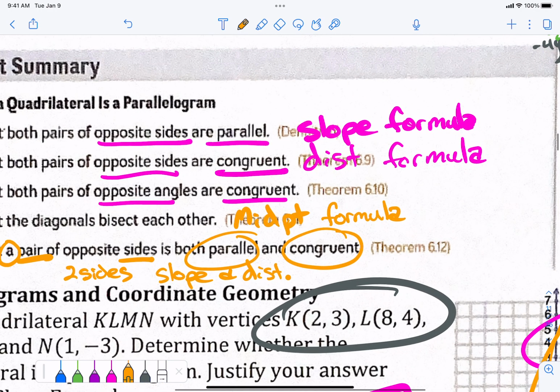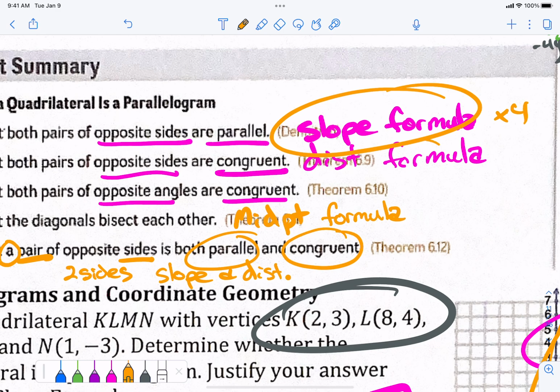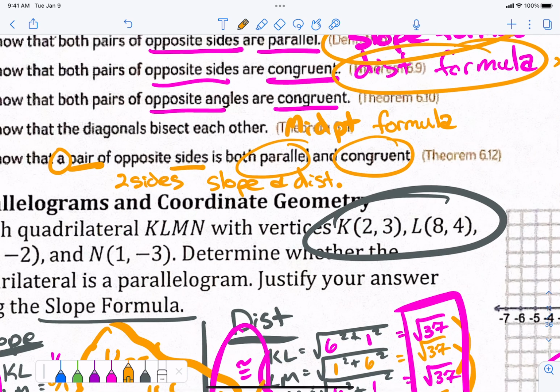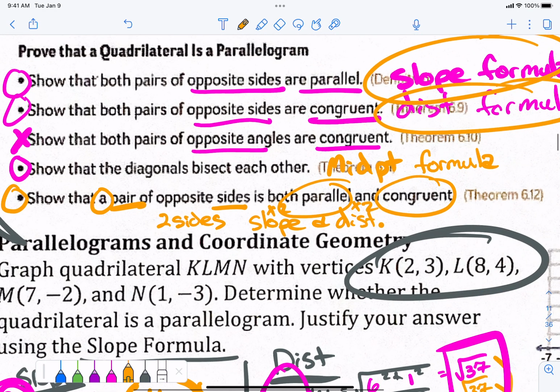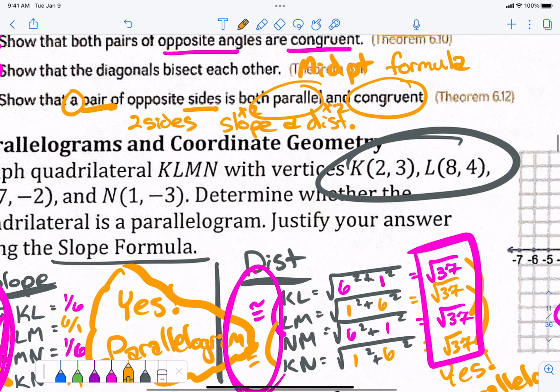Like up here I'm doing slope formula times four. Here I'm doing distance formula times four. And that bottom one I'm taking just the two sides that are opposite and I'm doing the slope twice and the distance twice. Does that make sense? So that's picking on one set. Those are ways that I can show that it's a parallelogram if I'm given coordinates. Got it?